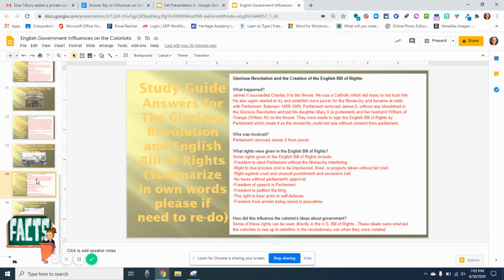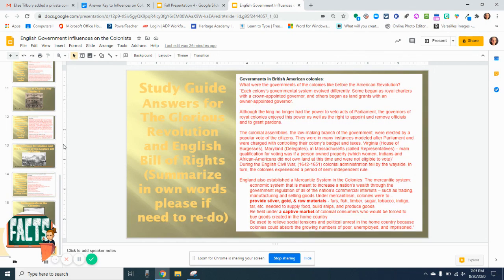How did this influence the colonists' ideas about government? These rights can be seen directly in the U.S. Bill of Rights. These ideas are what led the colonists to rise up in rebellion in the Revolutionary War when these rights were being violated.